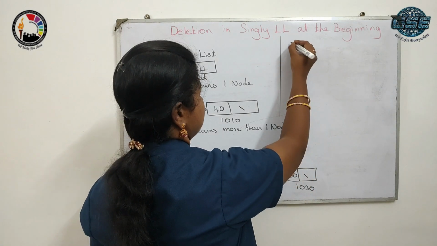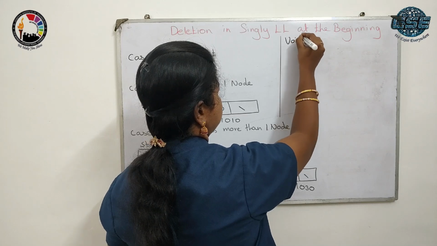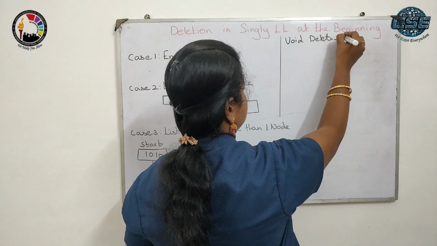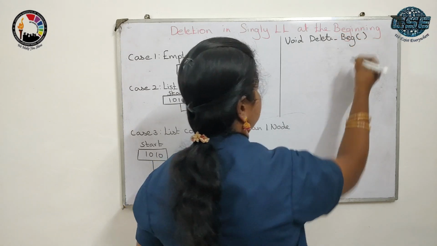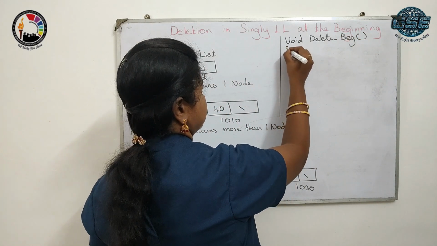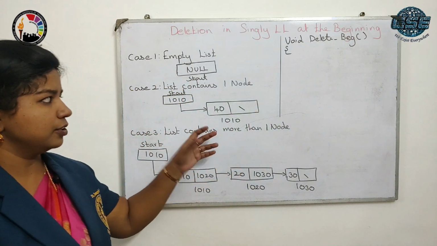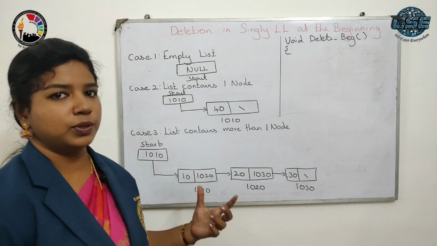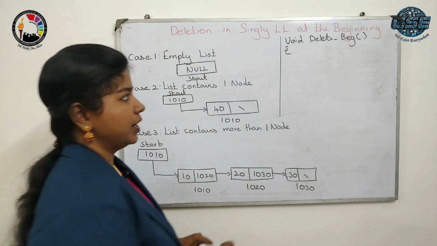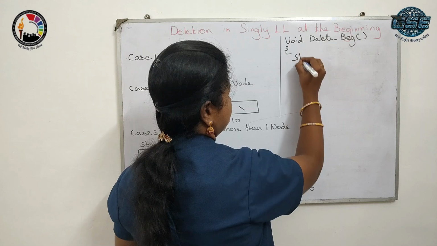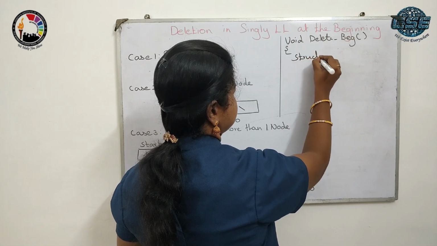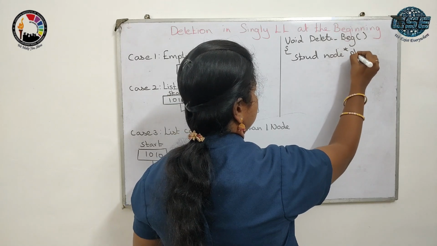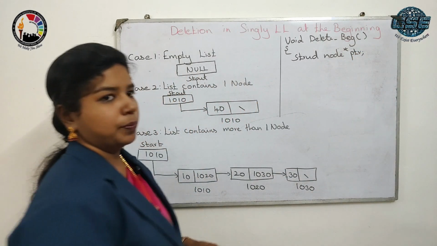So let me write the code simultaneously. So void delete beginning is the name of my function. In order to delete a node, I should have a pointer variable to point to which node I have to delete. So I am using a pointer variable for the struct node. I am creating a pointer variable called ptr.